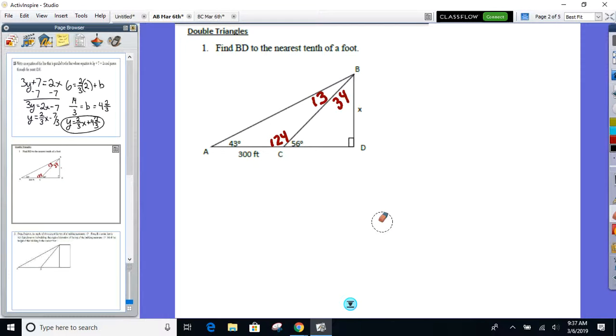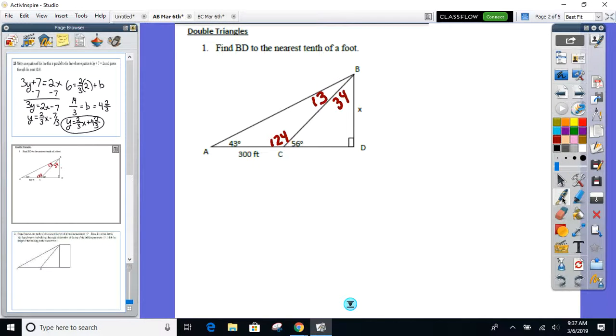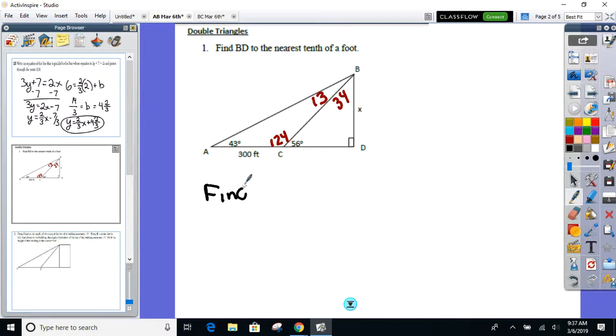All right, so here's what Bella was saying. Don't find BD, find another side. Find another side in this diagram that I can use law of sines with. I could find BC or I could find AB. I got enough information to do both. Can we make a class decision? BC. How many BCs do I have? Okay, I guess we win there. All right, so sorry, ABs. So let's find BC right now.